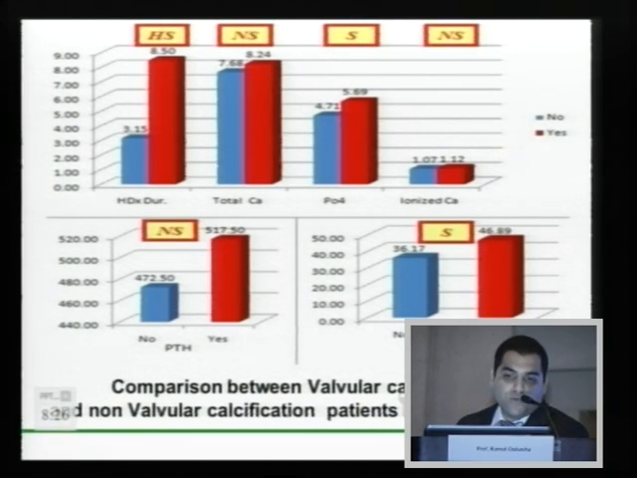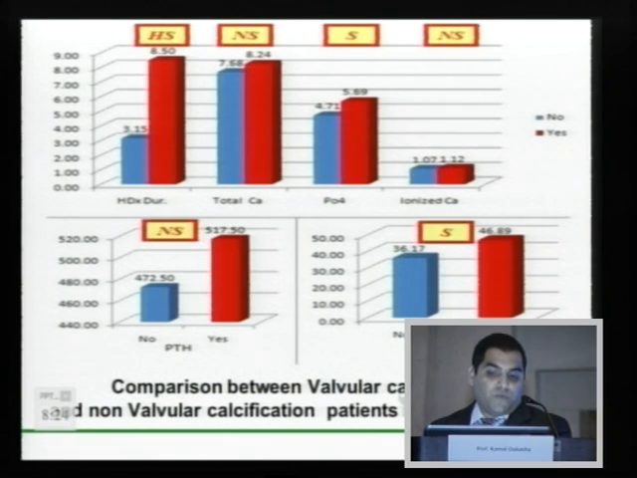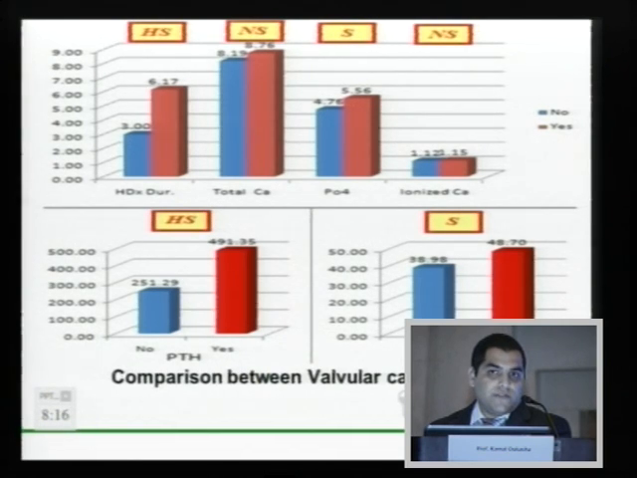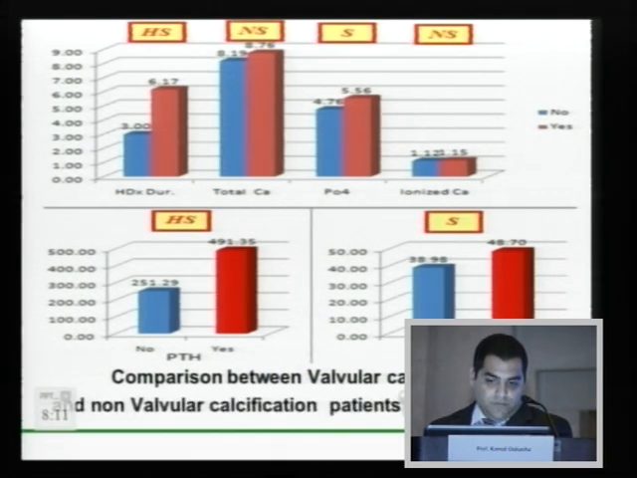We found that the promoters of the valvular calcification were the phosphorus, the calcium phosphorus product, and the hemodialysis duration. And the same was in group B. The promoters for valvular calcification were the phosphorus and the calcium phosphorus product and the hemodialysis duration, together with the PTH.